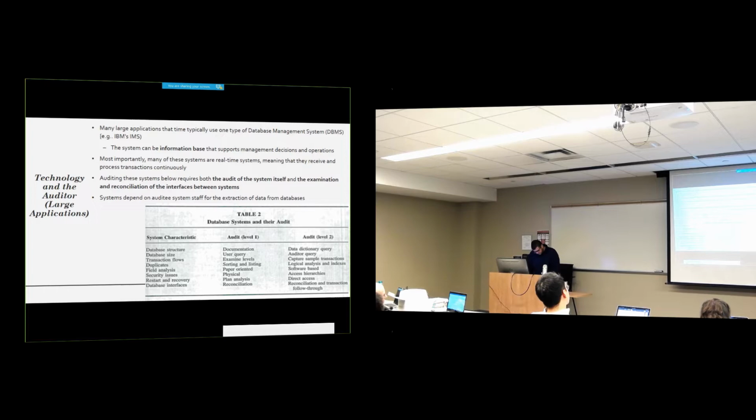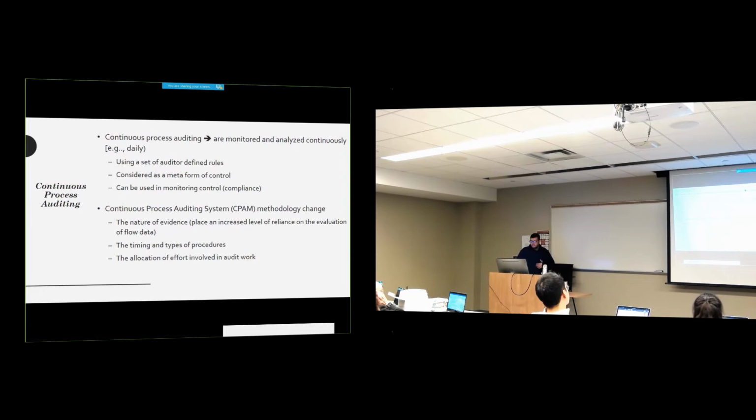So continuous audit processing is analyzed continuously, daily, using a set of auditor-defined rules. It could be used in monitoring controls compliance. That's the compliance system, as I talked to you about before at the beginning, CPAS. It was developed by Bell Labs, AT&T, at that time. The system has changed the nature of the evidence, the timing of the procedures, and the allocation of the operators involved in audit work.